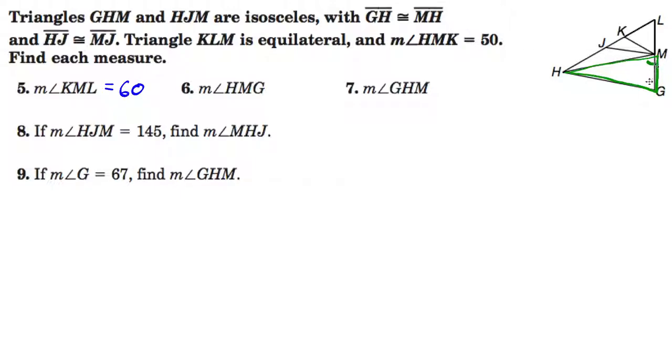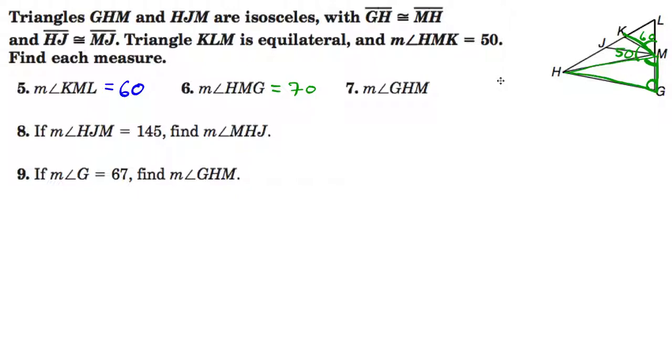So that means that these two angles equal each other. Now, what else do I have? HMK, which is this angle, is 50. See that? HMK is 50. Well, I already found this angle to be 60. So that means that these two together make 110 degrees, and they're supplementary with this angle, HMG. So that is going to be 180 minus 110, which is 70.